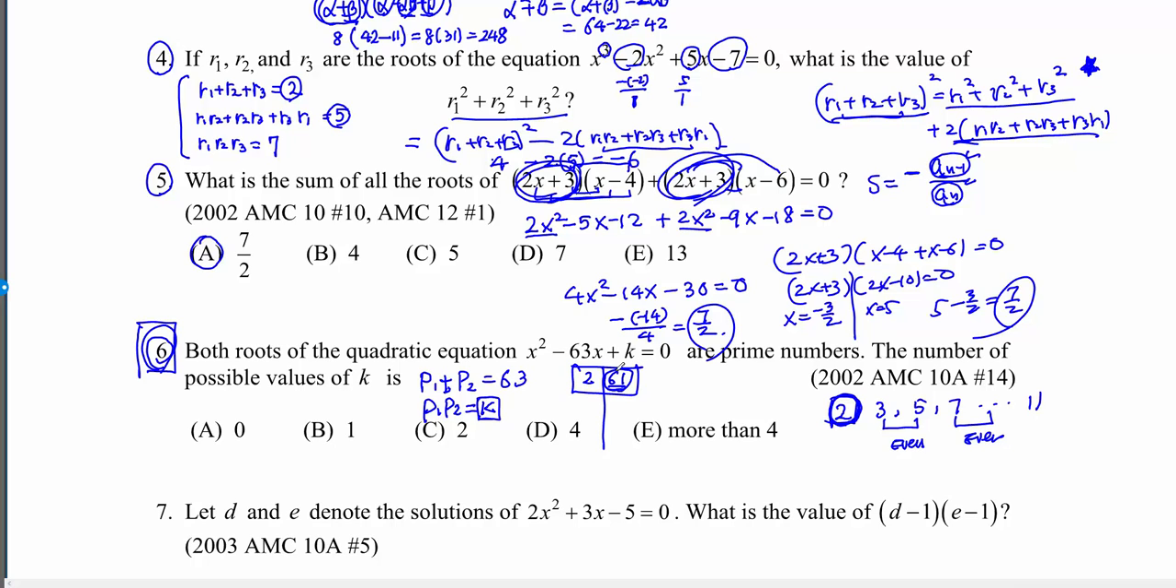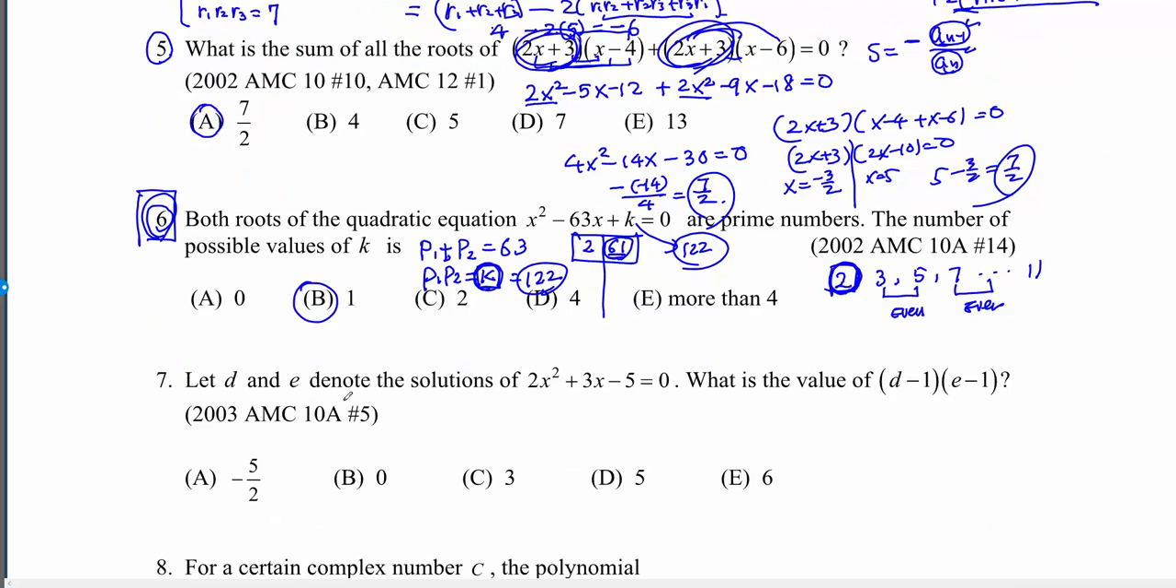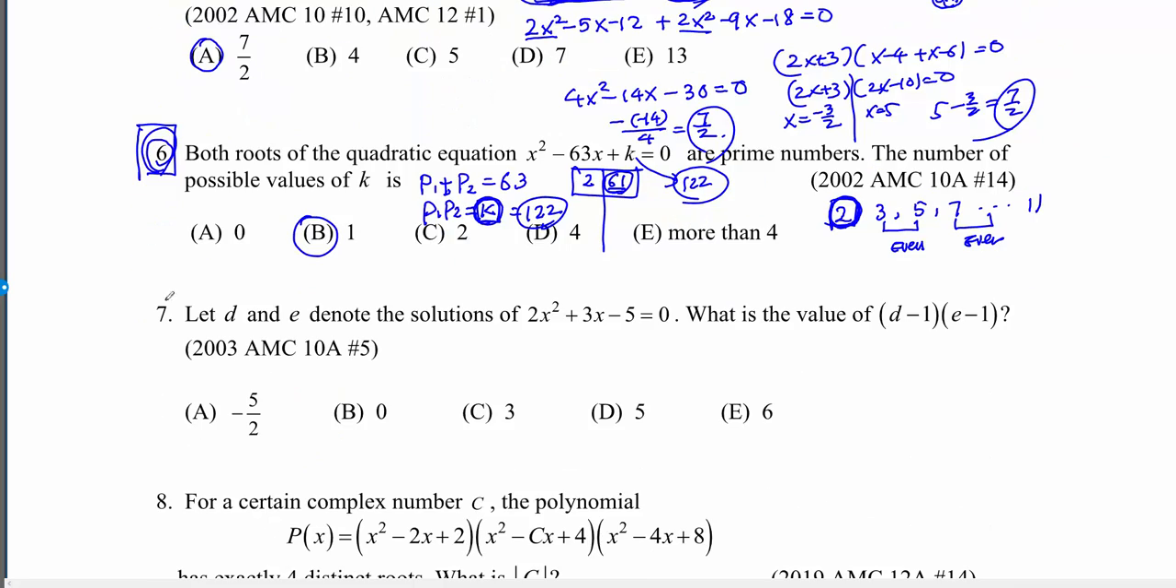The number of possible values of k? Only one. 2 times 61 is 122. This is the possible value of k. Only one number. So choice B is the answer. Alright, try number 7 now.